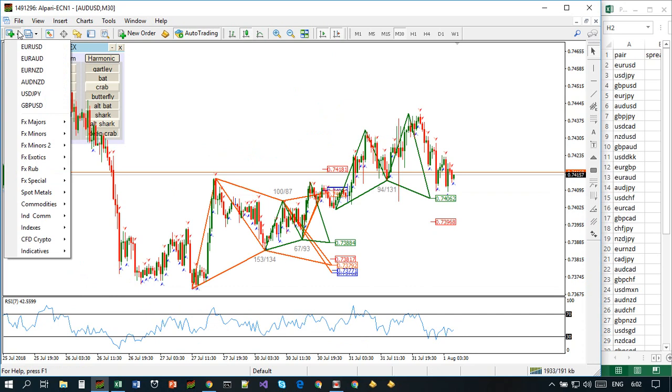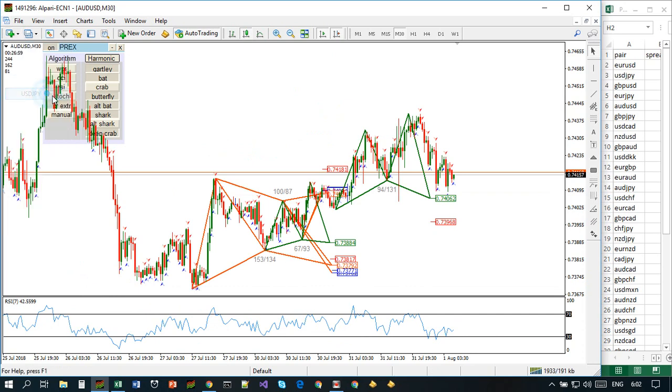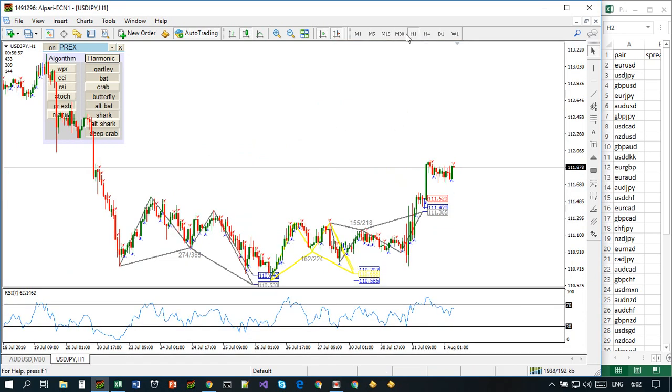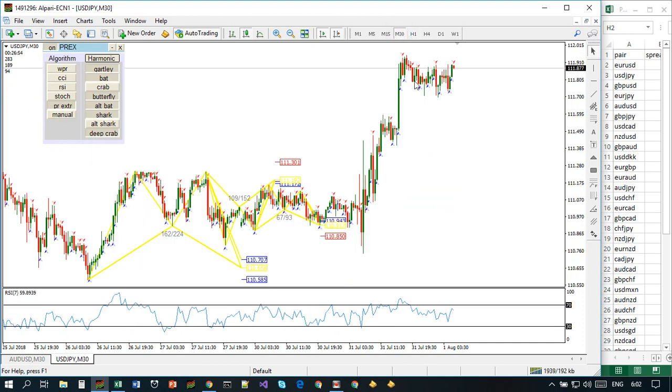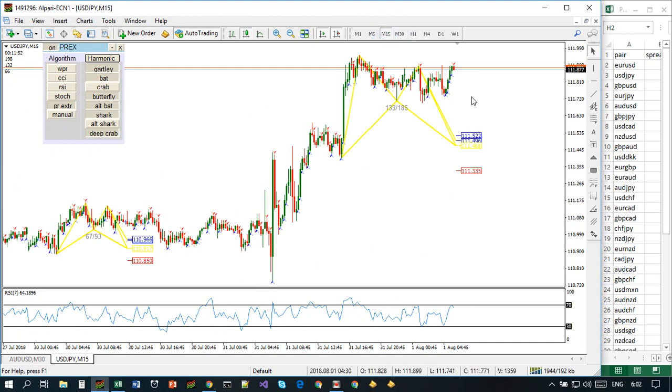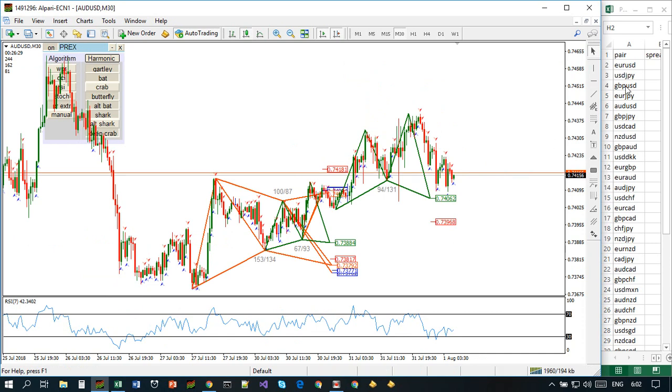Open the next one, dollar yen, USD JPY. 1 hour, nothing. 30 minutes, nothing. 15 minutes, a potential buy, but for me it is invalidated. If we stretch the trend line from A to C, you see the price has already exceeded that trend line and broken it to the upside. It should go straight to the downside. It should not break this. So it is invalidated for me.